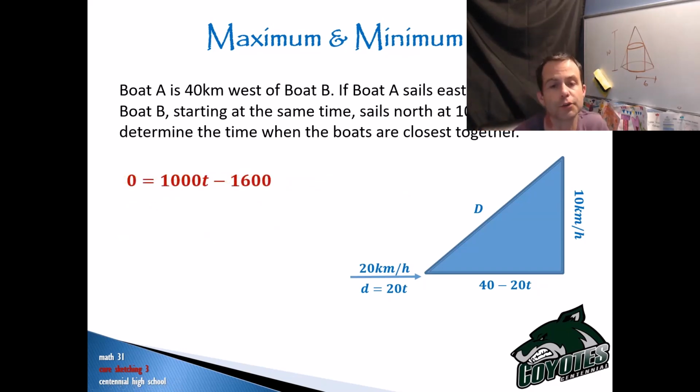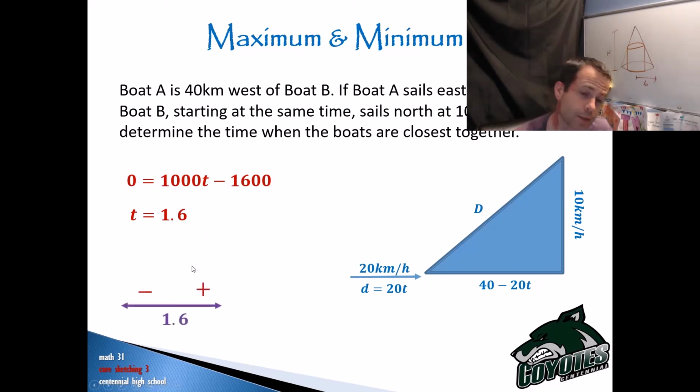Add 1600 to both sides, divide by 1,000. t is 1.6. So 1.6 is my critical number. That's when the derivative equals 0. Okay, and so I'm going to test to the right or to the left of 1.6. I see I get a negative and a positive, which means I found a local minimum. Now, that's good because I was originally asked when are these boats closest together, so I should be looking for a minimum. Okay, and so I know these boats will be closest together when t is 1.6.